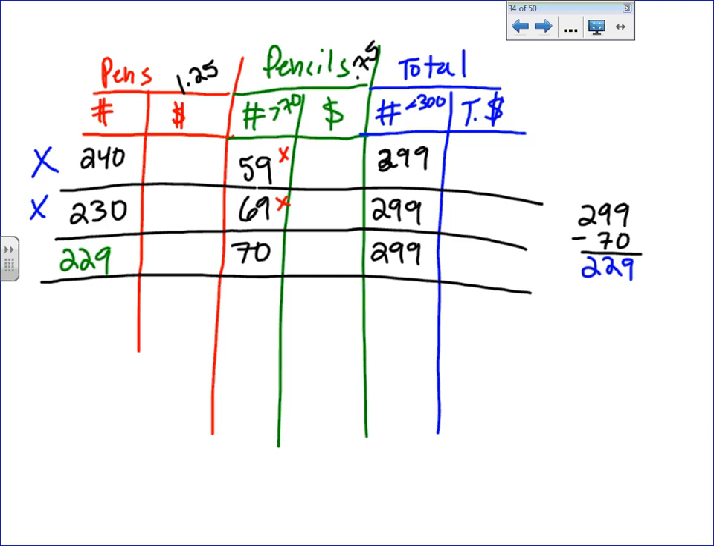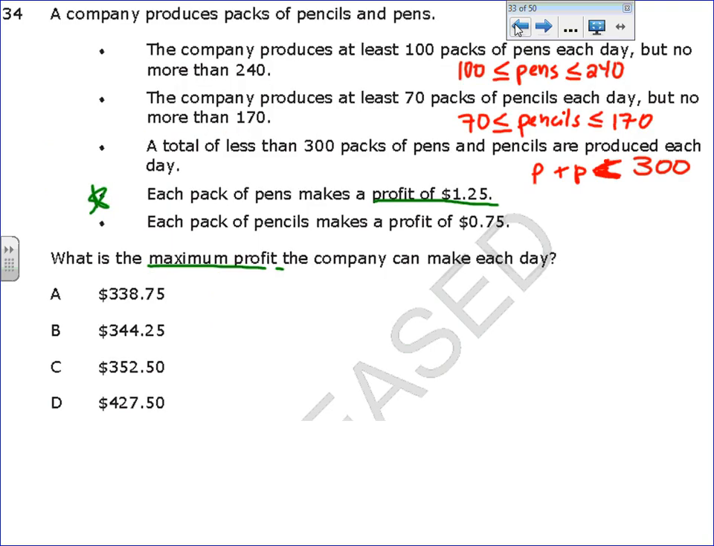Okay, so when I fill that in the table, this one's going to give me 286.25. And this gave me 52.50, and when I added it up, I got 338.75, which is my answer. Okay, and I know this is right because pens are going to make the most money. That's as many pens as I can have that'll still meet the restraints. Okay, so again, this one was A. That's a trickier one.